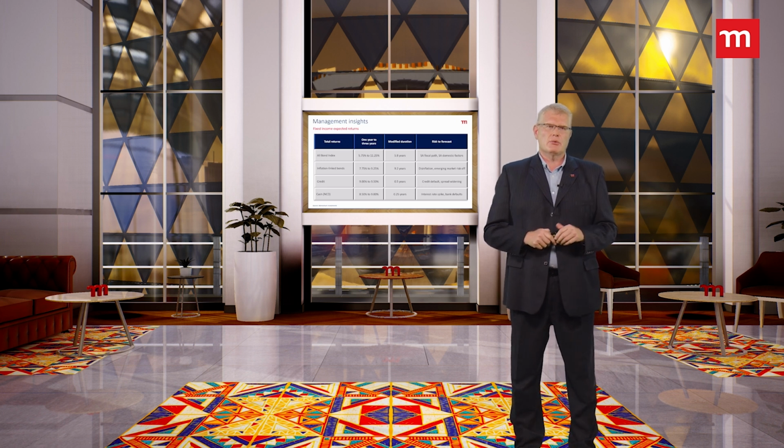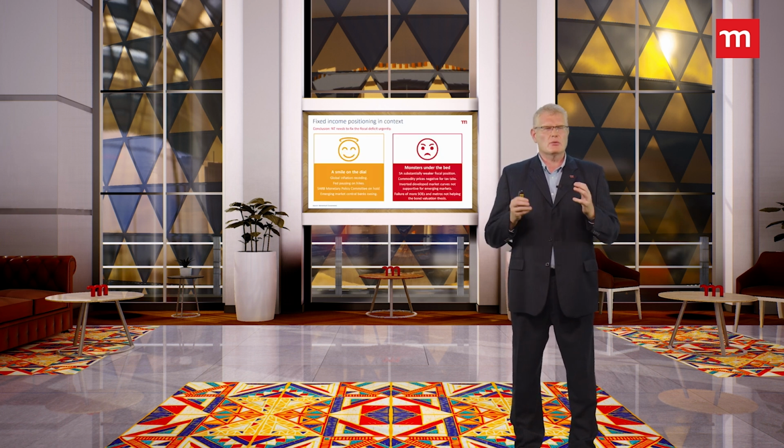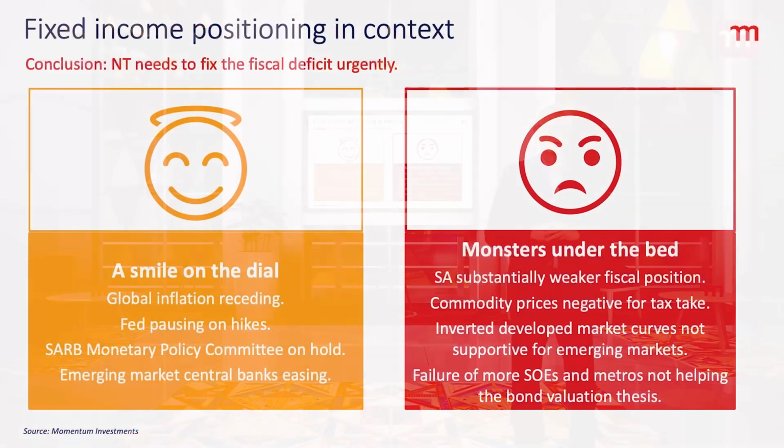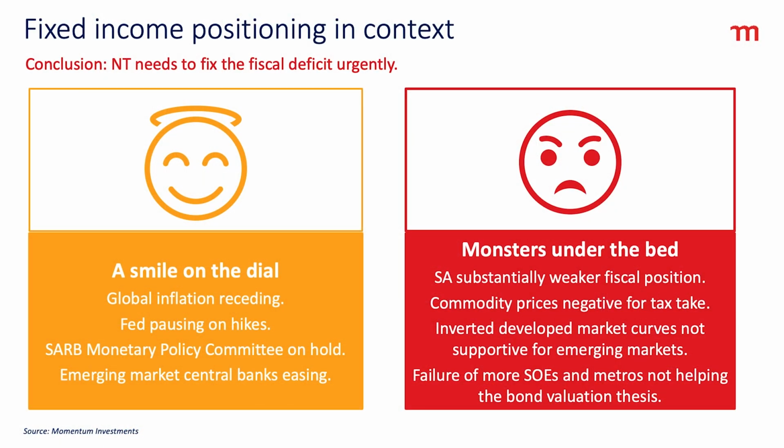Right. So what could happen that makes us change this view? What are the good things and the bad things? And it's not all bad in South Africa. So what are the monsters under the bed that concern us that could really derail our views? Firstly, the fiscal situation is very dire in South Africa. We need the Minister of Finance to come out and tell us how he's going to fix this fiscal issue over the next 2 to 3 years.